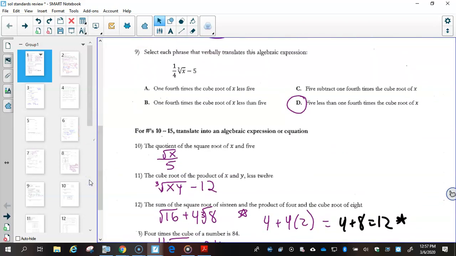For number 9, the answer was D. I know a lot of these phrases look very similar. The reason it's D and not like A is because the word's less than. Remember that anytime you get the words less than, whatever comes in front of those words, it'll be on Edmodo.